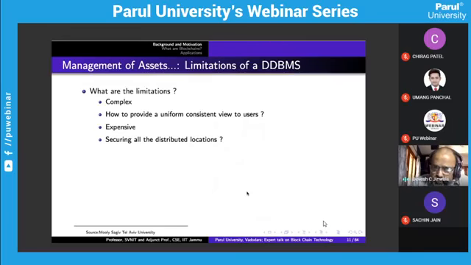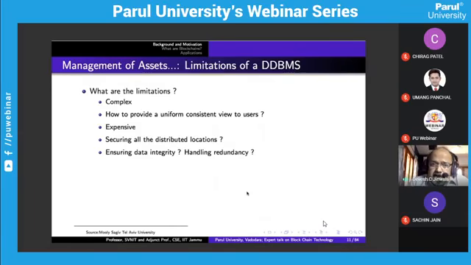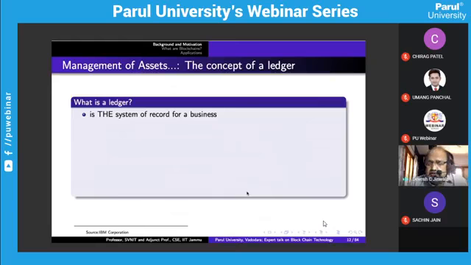How do we secure all these distributed locations? We saw that earlier. How do we preserve the integrity of the data, if somebody violates the data? How do we bring in the expertise which is required to manage and maintain this data? So a distributed DBMS always comes with its own set of problems, which are introduced because of the way conventional business is done.